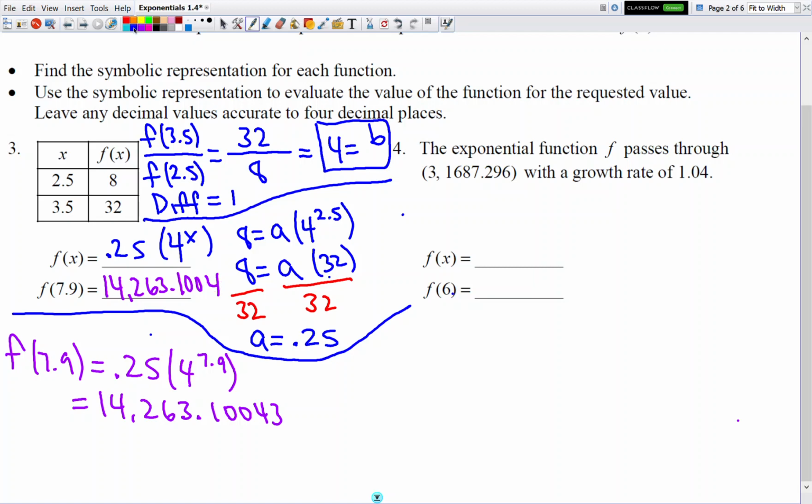Okay, next one, number 4. Or I'm sorry, did I say 4 is done? I meant 3 is done. Okay, so number 4 next.